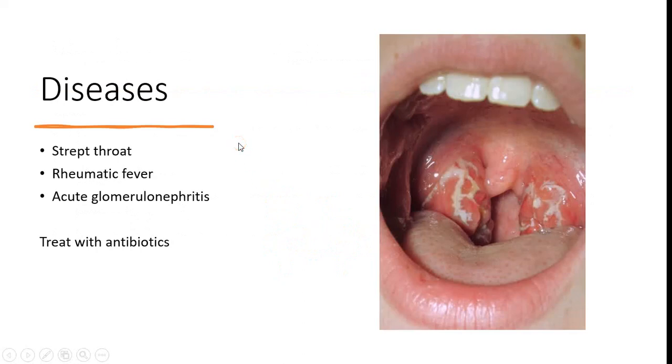So again, some of the diseases that you can associate with strep are strep throat or pharyngitis, rheumatic fever, acute glomerulonephritis, which is of the kidneys, as we said, impetigo, and scarlet fever as well. And just like with staph, we're going to treat strep with a wide variety of antibiotics, and then depending on the level of virulence with that strep, it may be a multi-regimen as well.